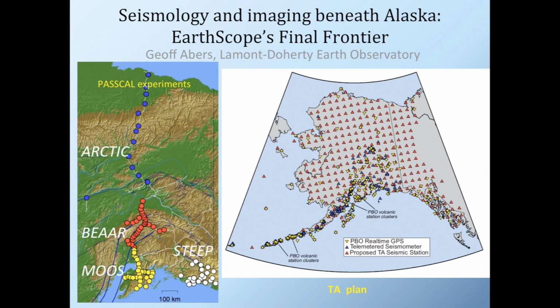So it's great to have that EarthScope foot in the door up there, because it's going to really help the TA operations when they get ramped up. And in fact, some of the people who are going to be working on the TA in Alaska have already worked on PBO. So it's a good synergy across the EarthScope family.